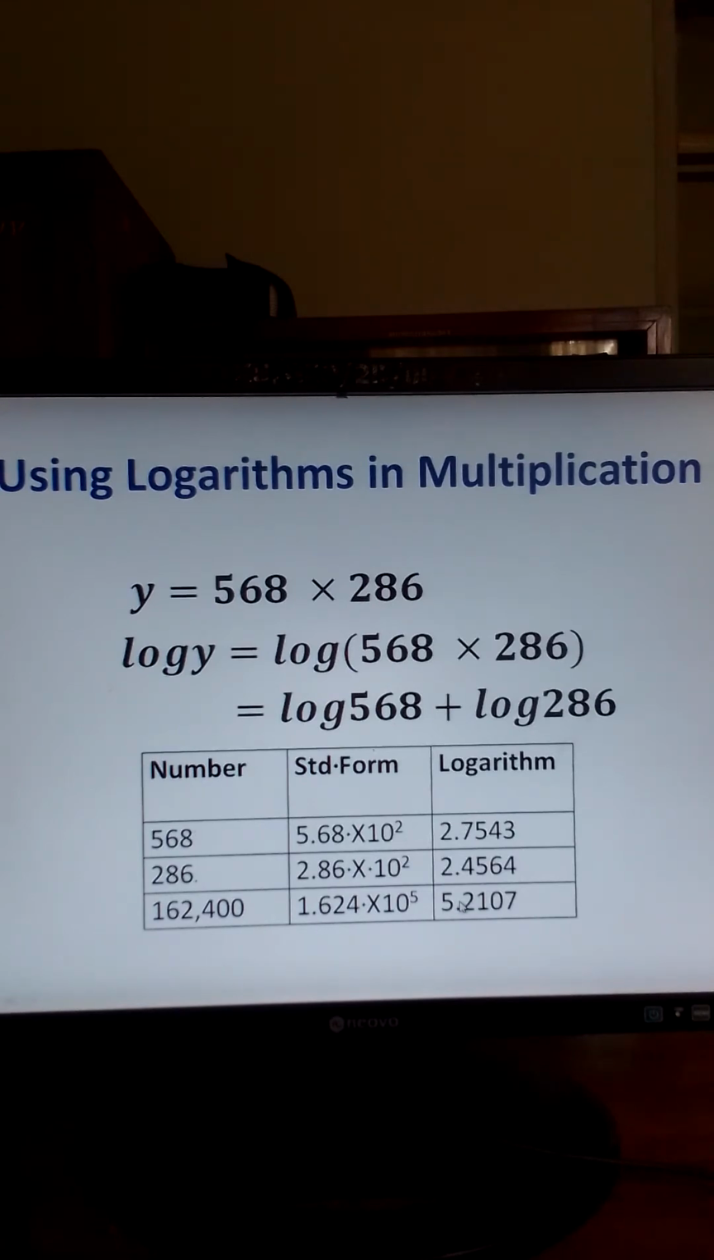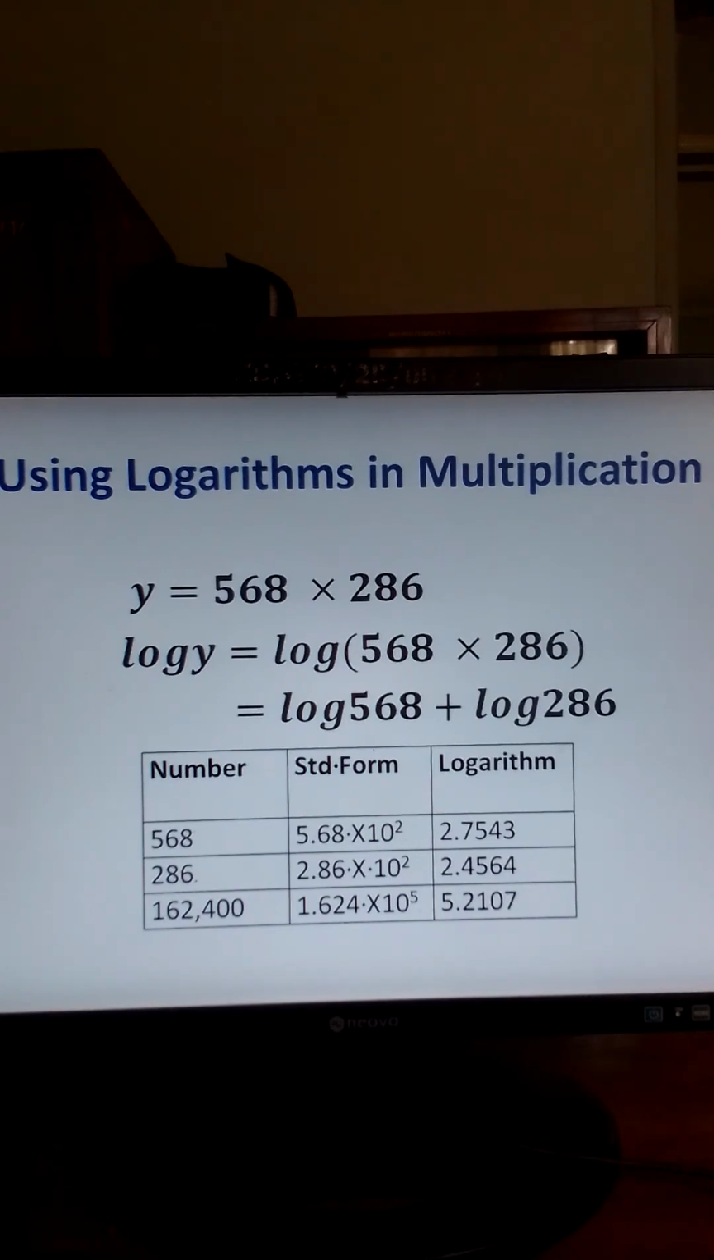Now to find the number for this logarithm, we check from tables, and this 5 is the power 10 raised to power 5, and this one you check from the tables to get the anti-logarithm, which is 1.624, then times 10 raised to 5. So this is the standard form of the number that you have obtained, and if you write it in the usual way, it is 162,400. You can confirm this by using your calculator. You multiply 568 times 286, you get a number that is almost equal to this one here. So that's how we are able to multiply numbers using logarithms.